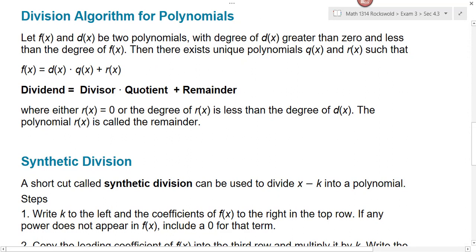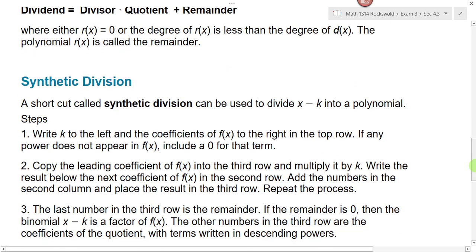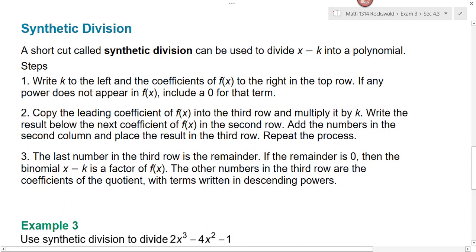If you're good with arithmetic, you just apply the arithmetic processes, because the letters that are in the problem just take the place of a number. So if it works with numbers, it has to work with letters. Now another type of division that I think is easier, and you can use as long as you're dividing by a linear factor, is something called synthetic division.